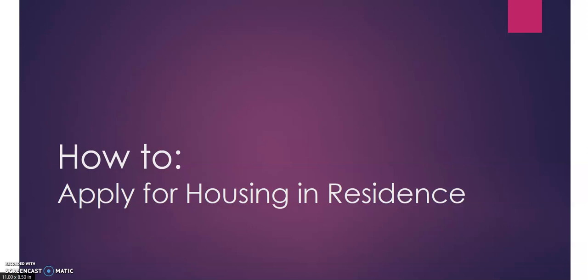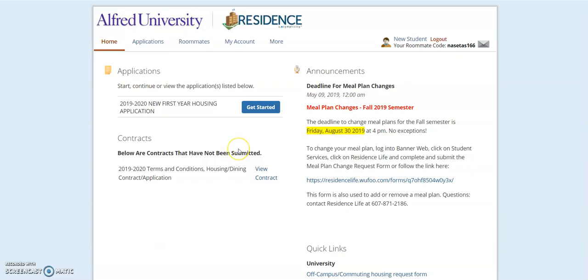In this video, we'll go through the steps to apply for housing and dining in residence. Once you've gotten yourself all logged in, you've gone through the steps of resetting your password, then you'll be looking at a screen that looks just like this. Along the side here, you'll see the applications that are available to you. On the left-hand side and on the right-hand side, you'll see any announcements from the Office of Residence Life.